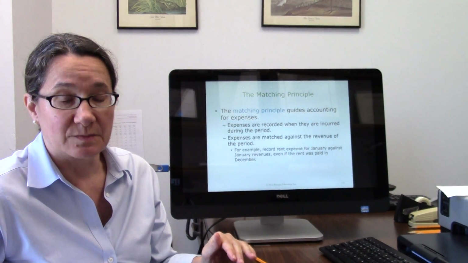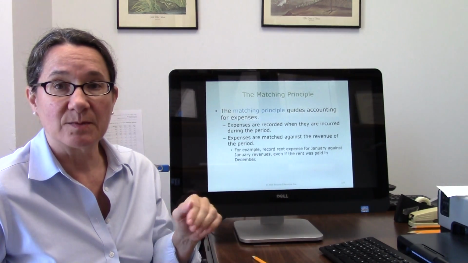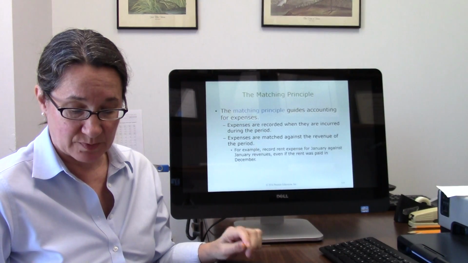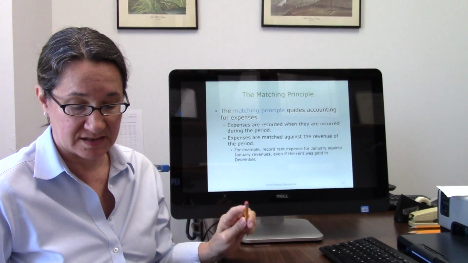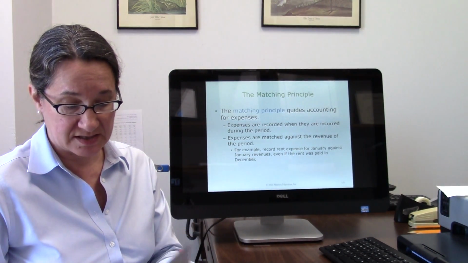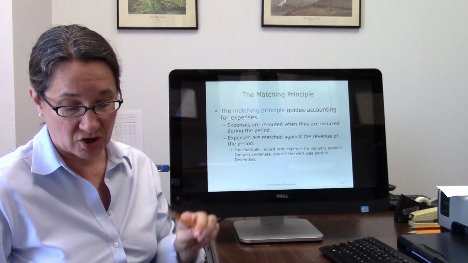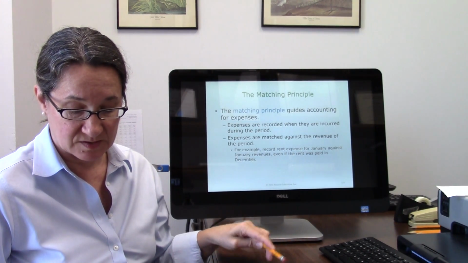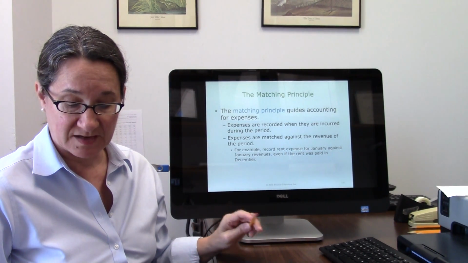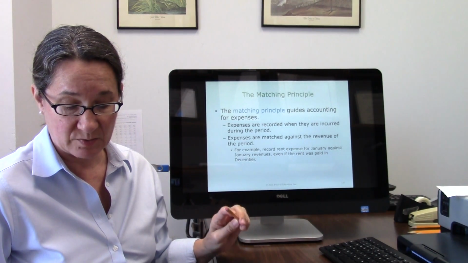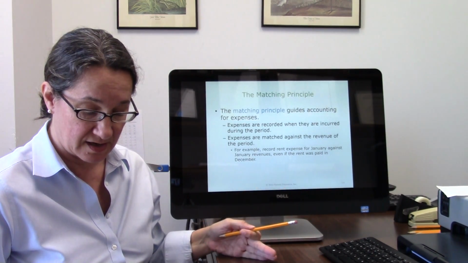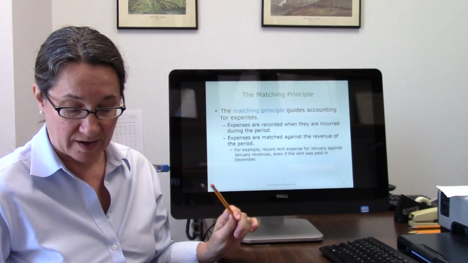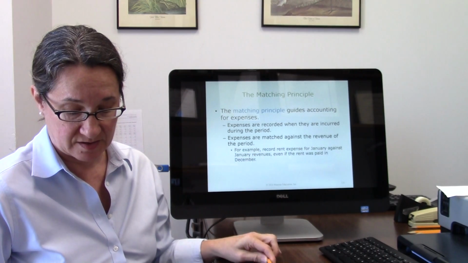The matching principle. This helps us with expenses, all right? So the matching principle guides accounting for expenses and states that all expenses are recorded when they are incurred during the period and are matched against the revenues of the period. The purpose of the matching principle is to accurately record expenses in the same period as revenues to compute an accurate net income or net loss for the time period.